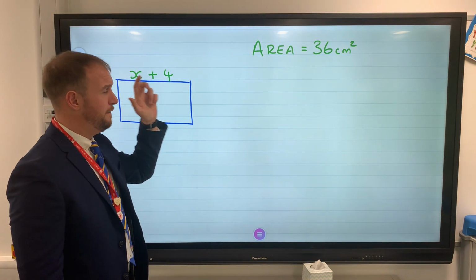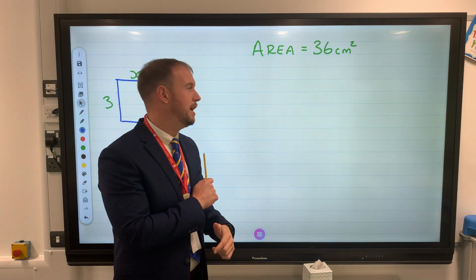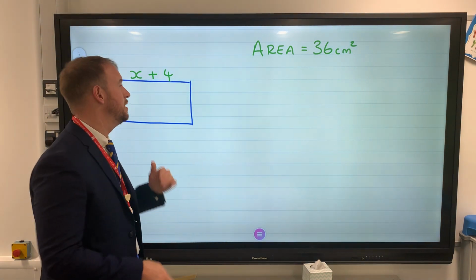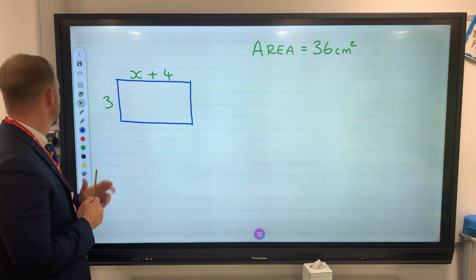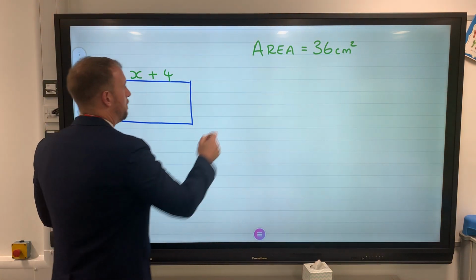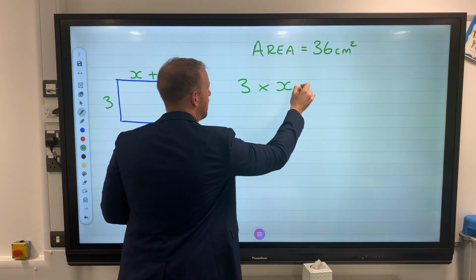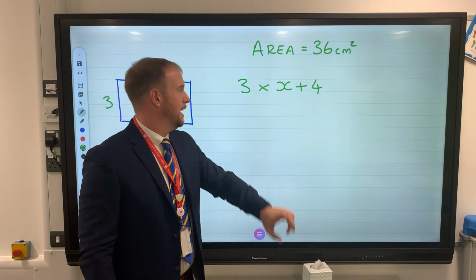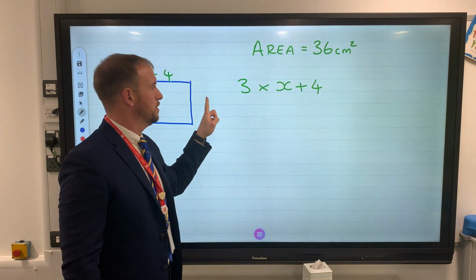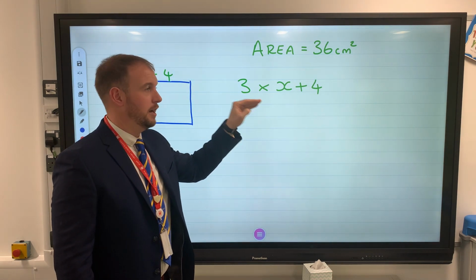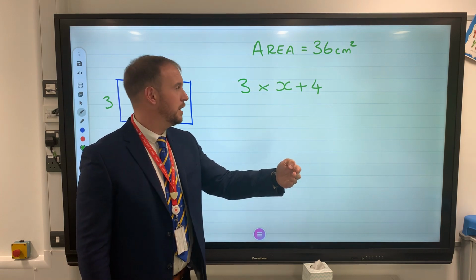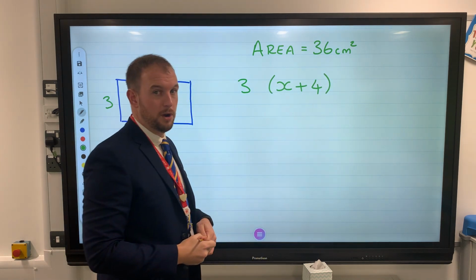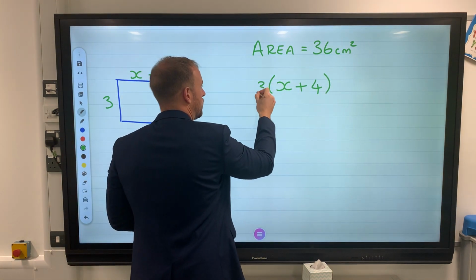So before we even go any further, we need to know how to calculate the area of a rectangle, which is the width times the length, or the length times the width. Okay, we need to multiply these two together. So we are going to form the equation by having 3 multiplied by x plus 4. Okay, now that looks complicated, and I'll be honest with you, we don't use this sort of expression as it is. Okay, the next step we need to use is to use brackets, which means x plus 4 goes in a bracket, the number goes on the outside.